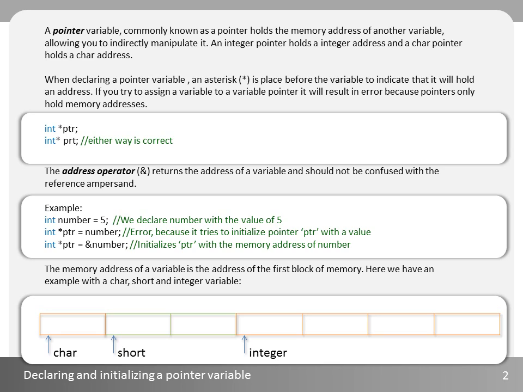The memory address of a variable is the address of the first block of memory. Here we have an example with a char, short, and integer variable. Different variables take up different amounts of blocks of memory. To a pointer, the amount of space that a variable takes up is irrelevant, since it only points to the first one. This is also why pointers need to be declared with types. The program needs to know how to interpret the blocks of memory that follow the address that the pointer holds.